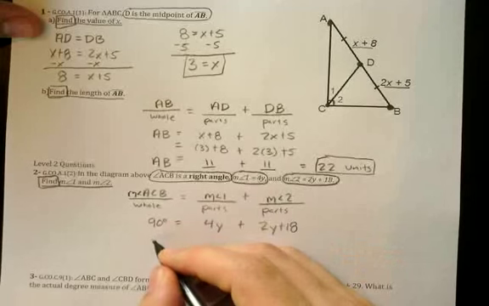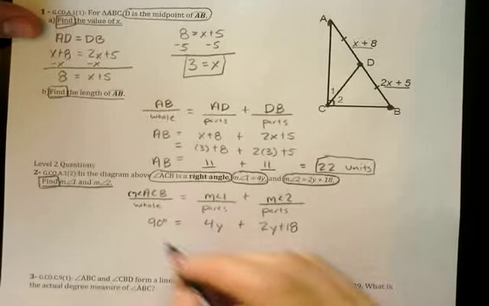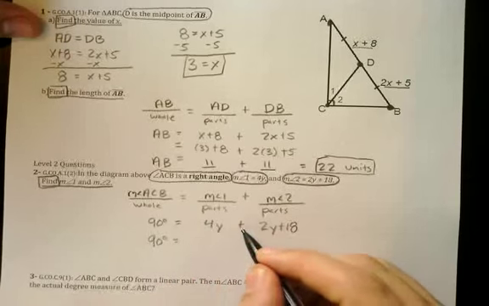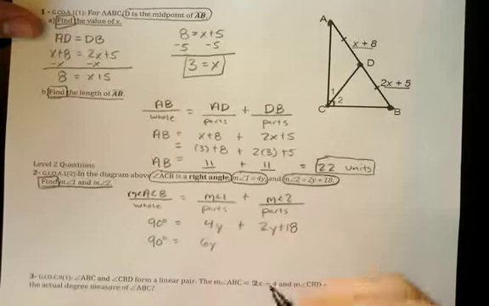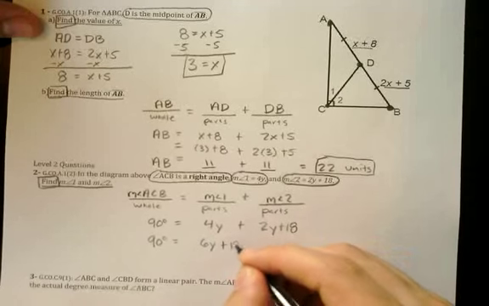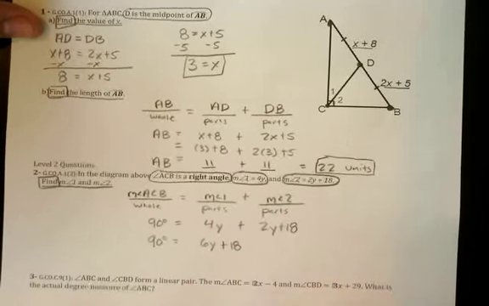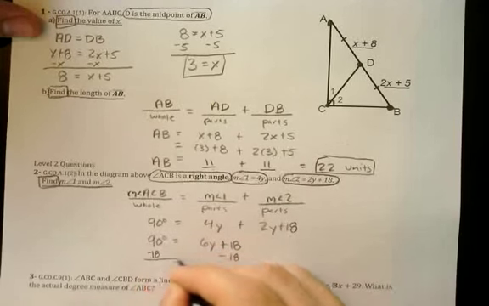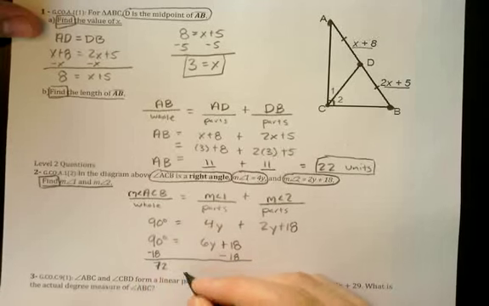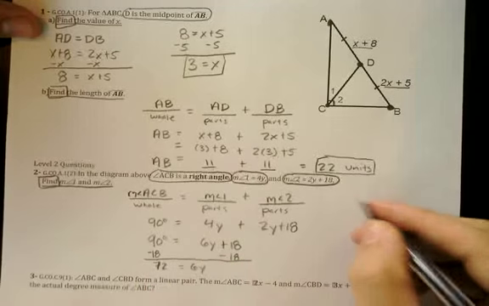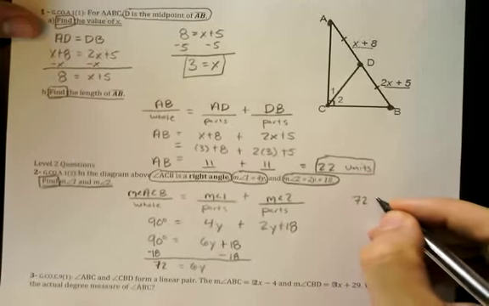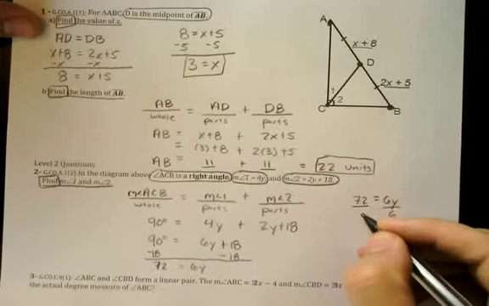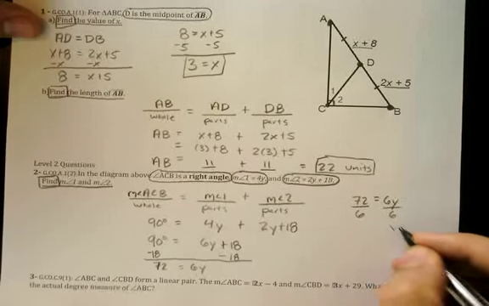I am now going to combine my like terms. So I have 90 degrees is equal to 4y plus 2y gives me a total of 6y, and I bring down my plus 18. I am going to get y by itself, so I first subtract 18 from both sides. This gives me 72 is equal to 6y. So I'm going to just rewrite this here for a little bit of room. So 72 is equal to 6y. Lastly, I divide by 6 on both sides, and that gives me that y is equal to 12.